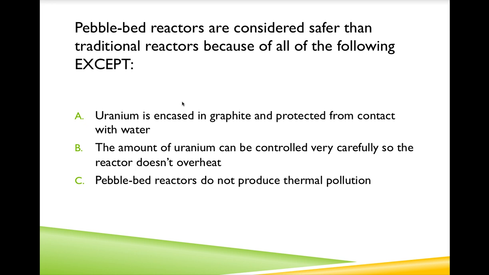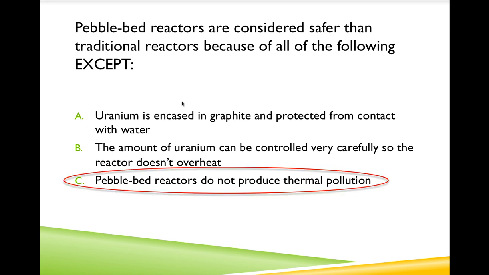B, the amount of uranium can be controlled very carefully so the reactor doesn't overheat. C, pebble bed reactors do not produce thermal pollution. And go ahead and think about that. Pause if you need more time. And the correct answer is C.